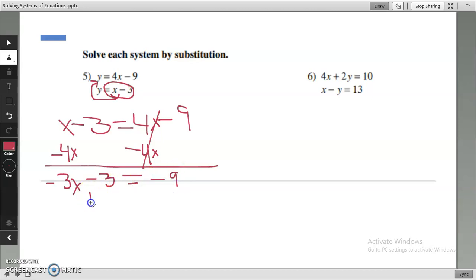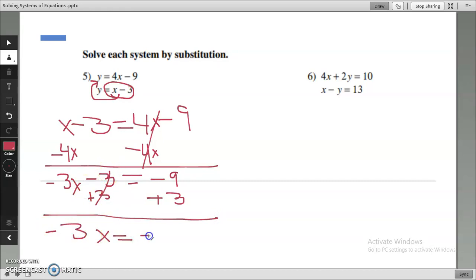Then I'm going to move this 3 over because I want my x by itself. And I get negative 3x equals negative 6. Last, I'm going to divide by negative 3 on both sides. And I get x is equal to 2.